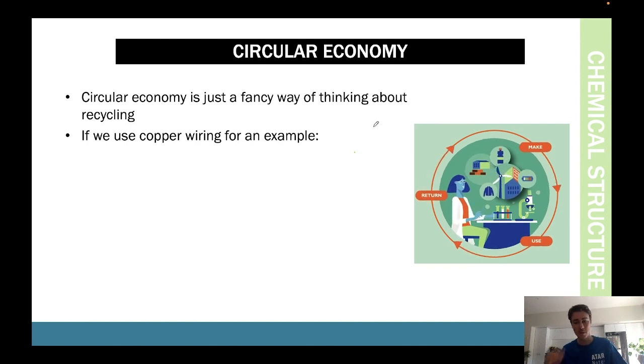What is a linear economy? A linear economy is where we produce something. For example, copper wiring. We produce copper wiring. We utilize copper wiring in a device. Maybe it's a laptop, maybe it's a phone, whatever it is, we use the copper wiring within the device. Eventually that device becomes unusable. It's not needed anymore, or it just breaks or whatever it is. We get rid of that device.